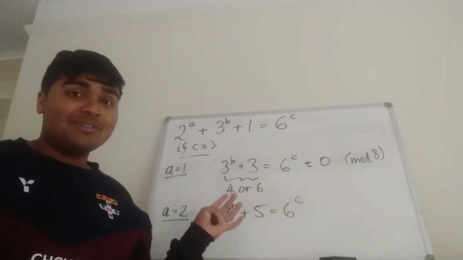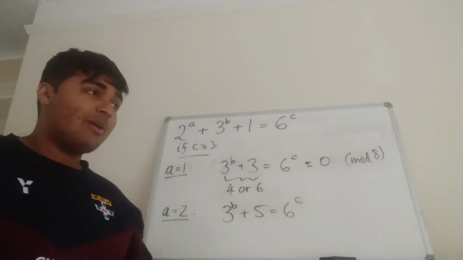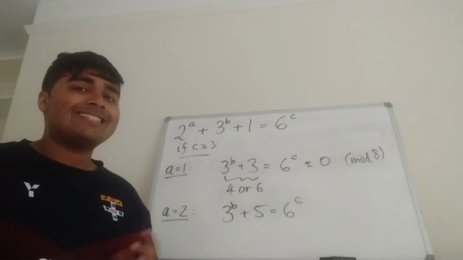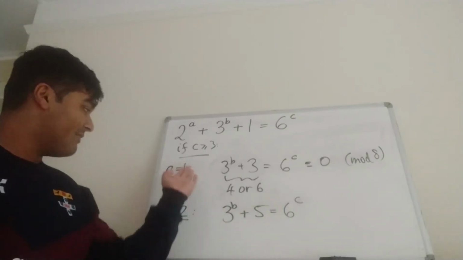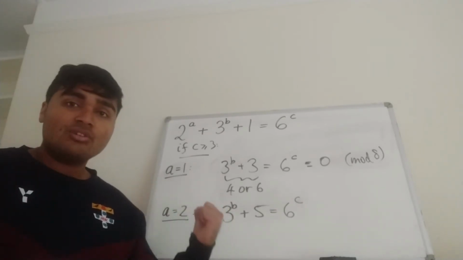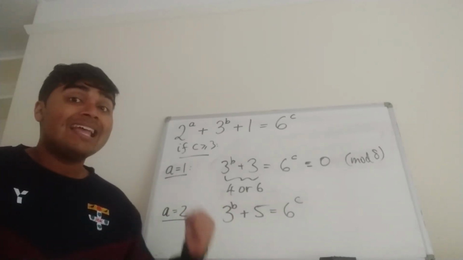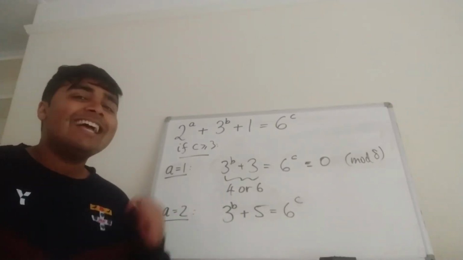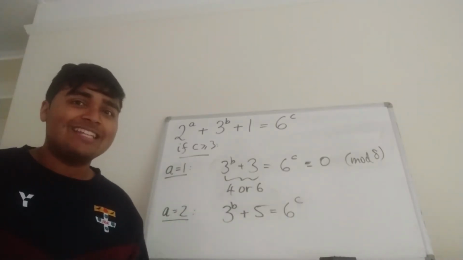So there are no solutions when a is 1, no solutions when a is 2, and we showed before there are no solutions when a is at least 3, and this is all provided that c is at least 3. And that covers all the cases of a when c is at least 3, and hence there are no solutions when c is at least 3. Hence, we only need to check when c equals 1 and c equals 2. Let's clear the whiteboard and then we'll do those two cases.